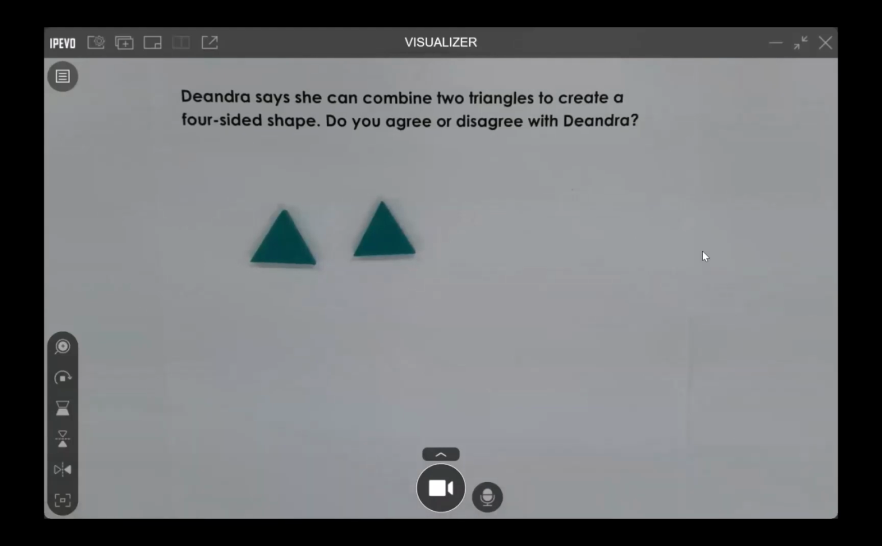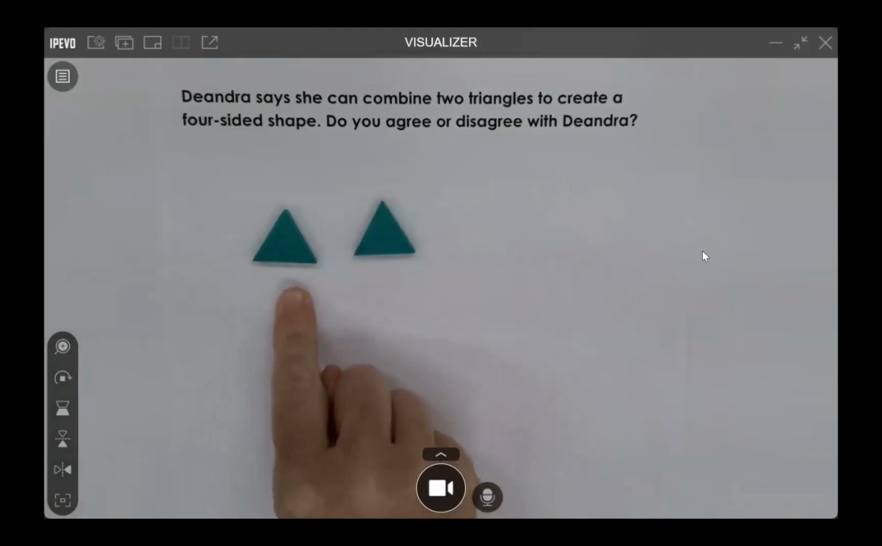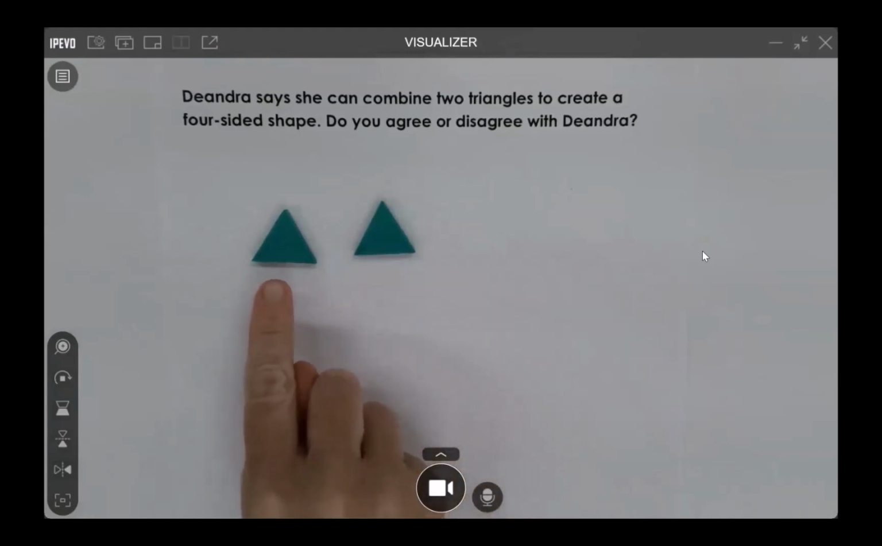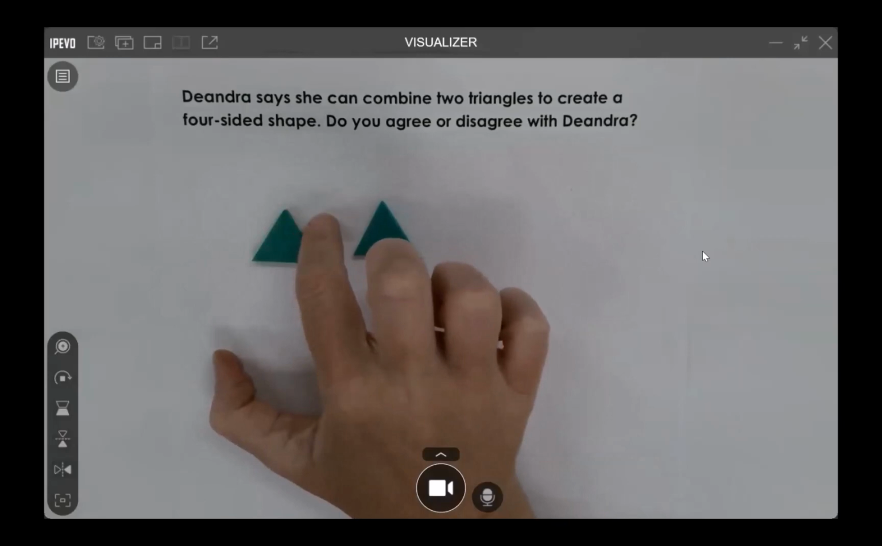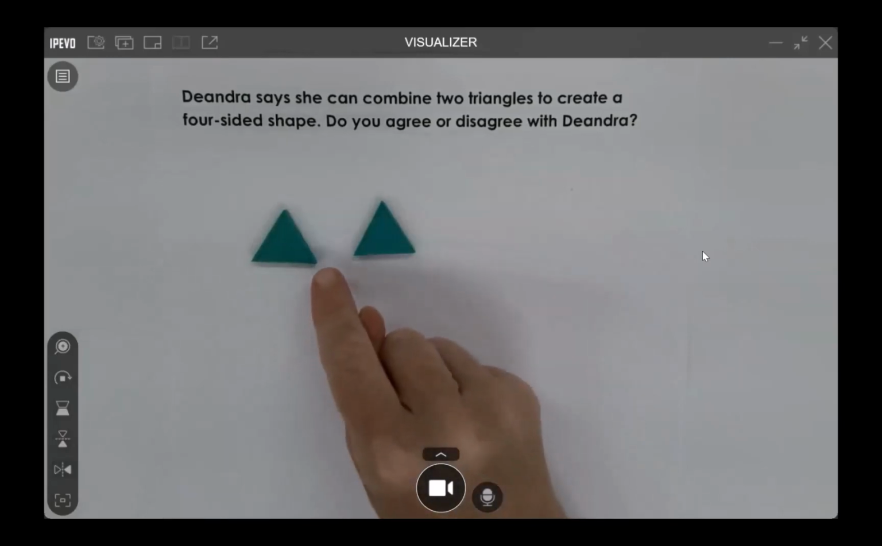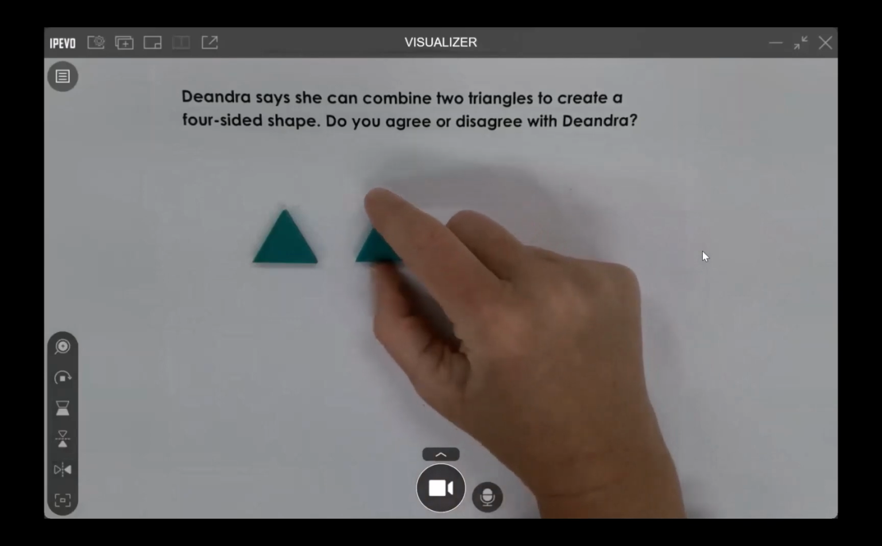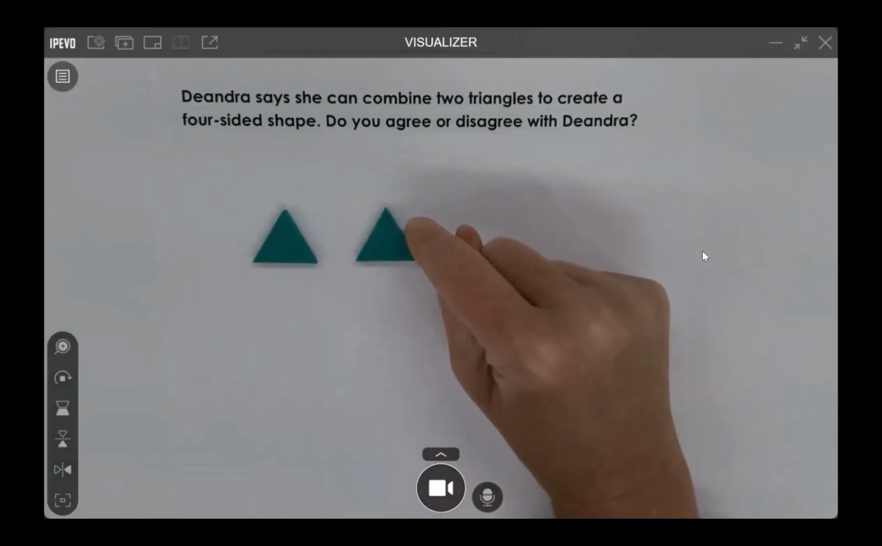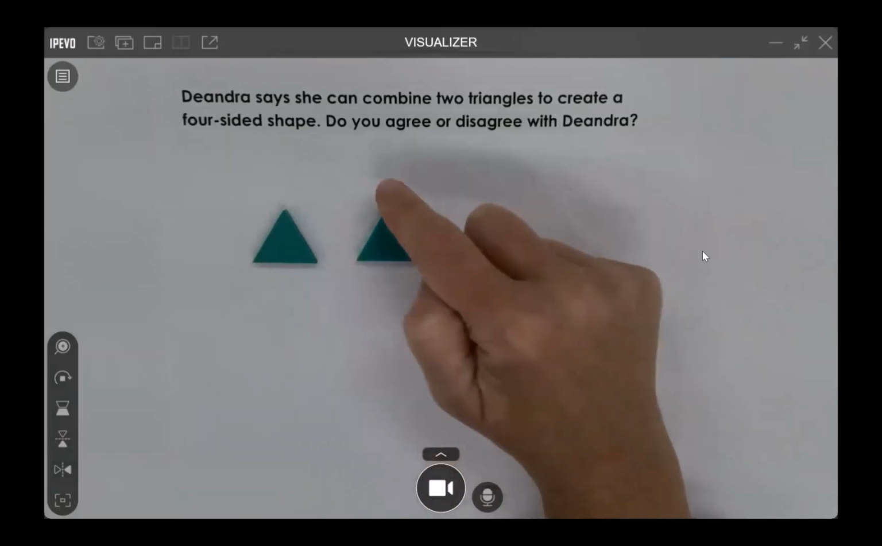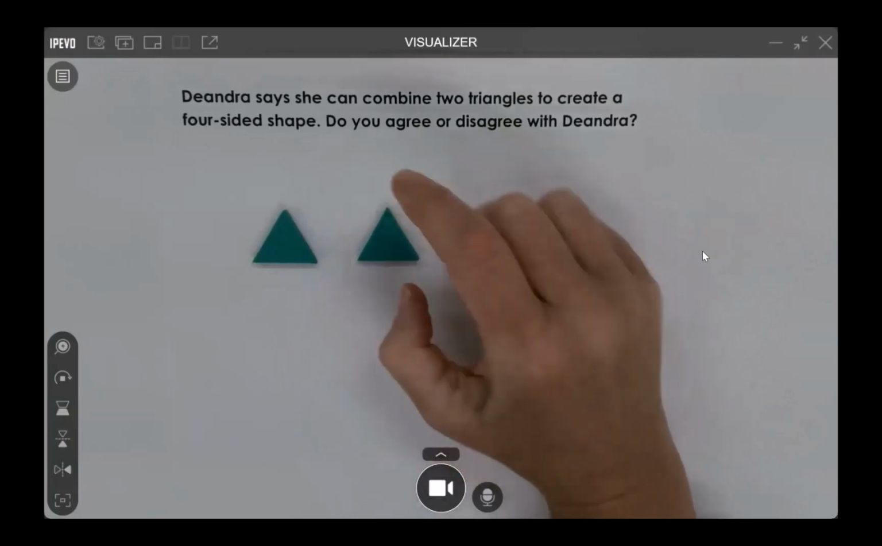So let me start first with what I know about my triangles. I know that a triangle has three sides, 1, 2, 3, and 3 vertices, 1, 2, 3. This triangle also has 3 sides, 1, 2, 3, and 3 vertices, 1, 2, 3.